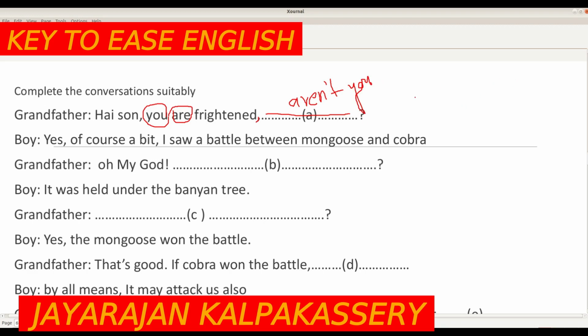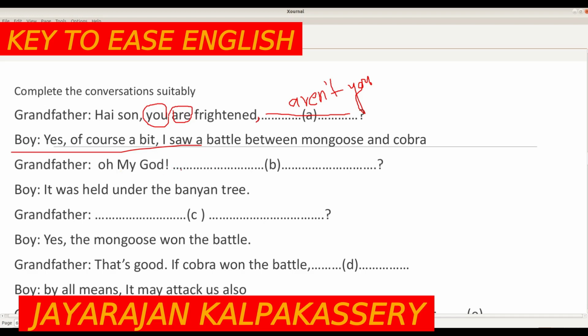Aren't you? So that is over. After that, yes, of course a bit. I saw a battle between mongoose and cobra. That is the answer. Then grandfather again. This exchange is over now. Now this exchange, grandfather: Oh my God!